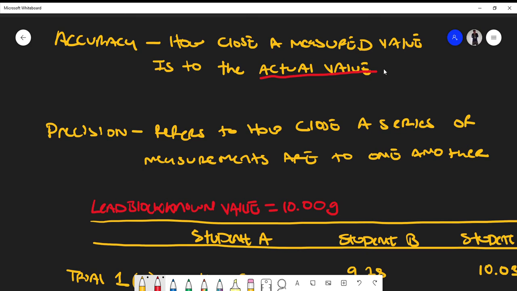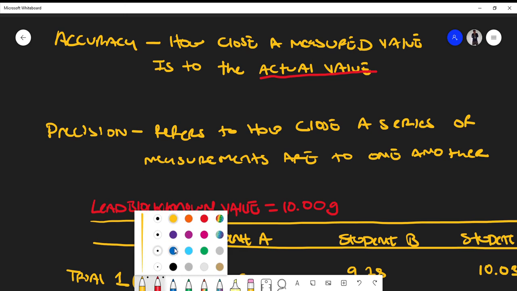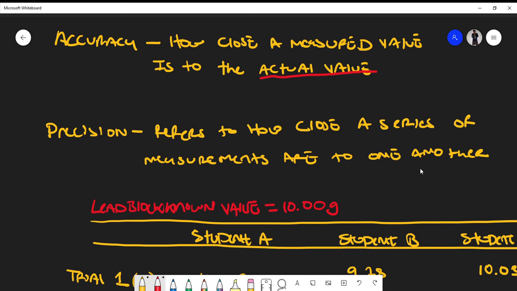Now, precision, on the other hand, refers to how close a series of measurements are in relation to one another. So let's do an example.